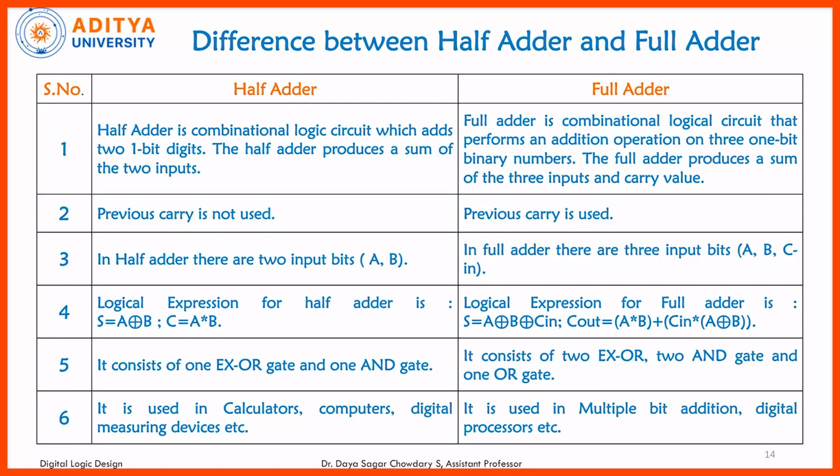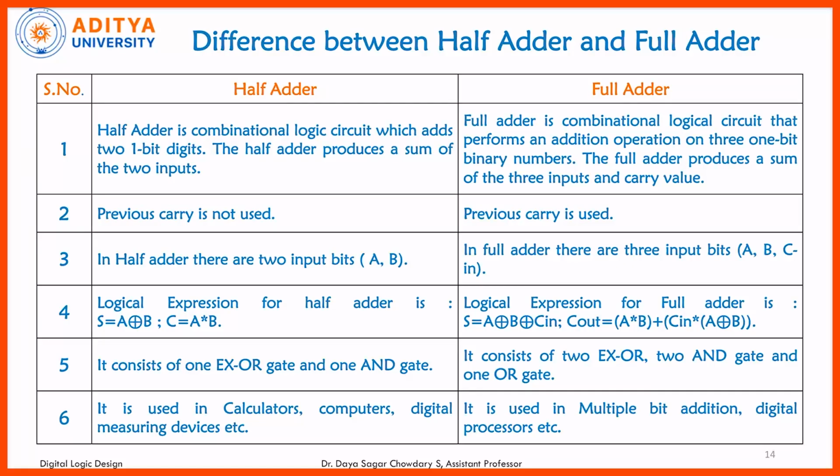So, the difference between half adder and full adder is simple. A half adder is a combinational logic circuit which adds two 1-bit digits. The half adder produces a sum of two inputs. We know already, because this is the basic rule: if two inputs are there, we sum up with a half adder. Previous carry is not used, so there is no previous carry. Here in the full adder, the previous carry is used because the carry is there. That is why we are using the previous carry.